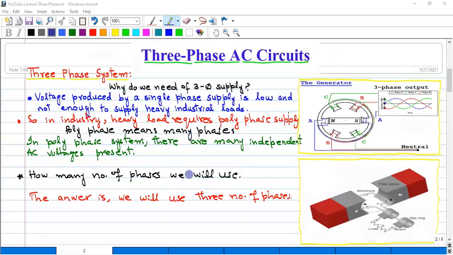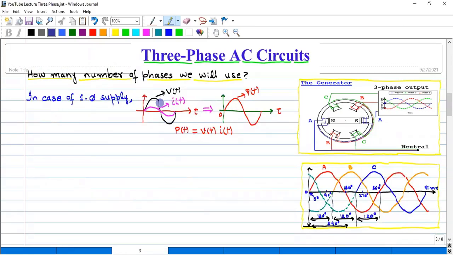Okay, now we will discuss what the three-phase system is. As we have already discussed, in the case of a single phase, we use the single phase and the neutral wire. In the case of a three-phase system, we will use three phases. This is phase A, this is phase B, and this is phase C.